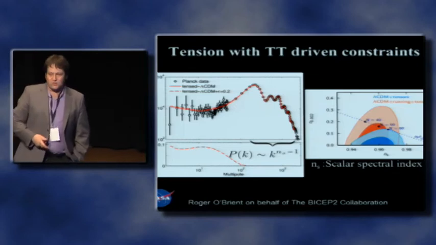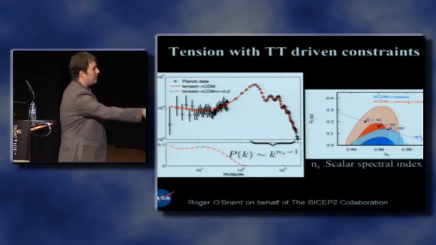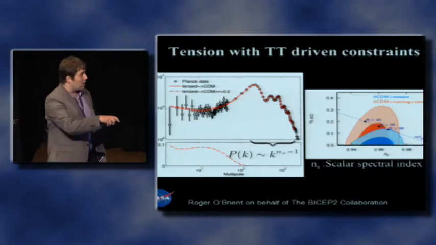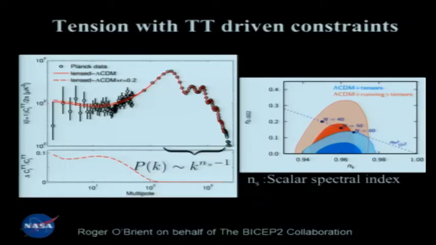If you allow n sub s to run, to change as a function of physical scale, then the constraints loosen considerably, and that's what's shown in orange. And in fact, it can now accommodate values of 0.2.